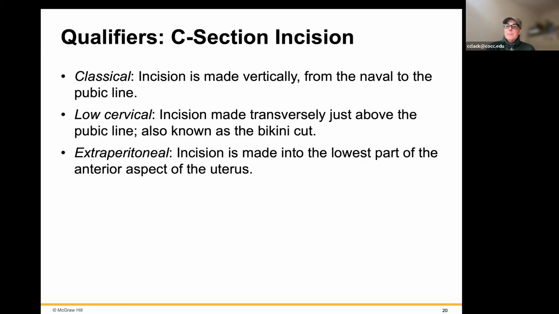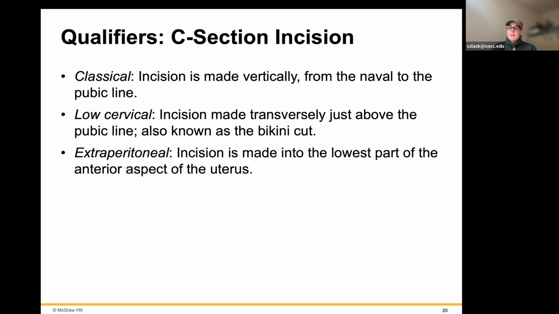the presentation. So I digressed. So we have classical, a vertical uterine incision. Documentation may describe a midline vertical incision pattern. This is less common today, but still is used in certain clinical situations. Then we have the low cervical, low transverse. A transverse incision just above the pubic line is often called the bikini cut. This is the most common C-section approach that we see today.